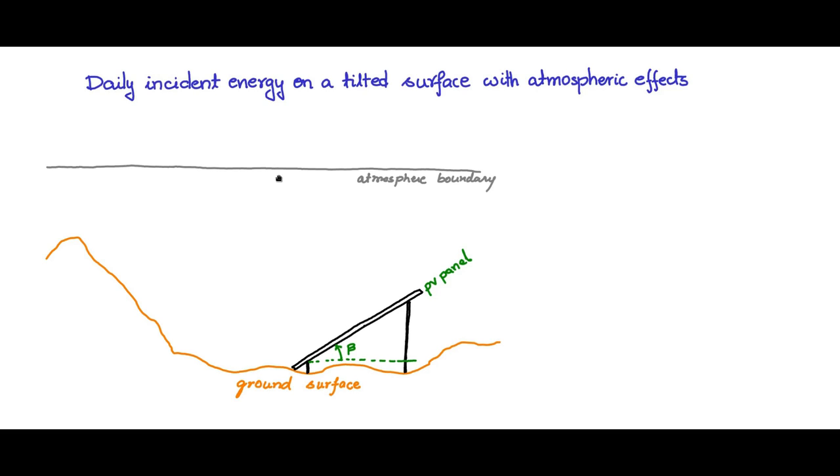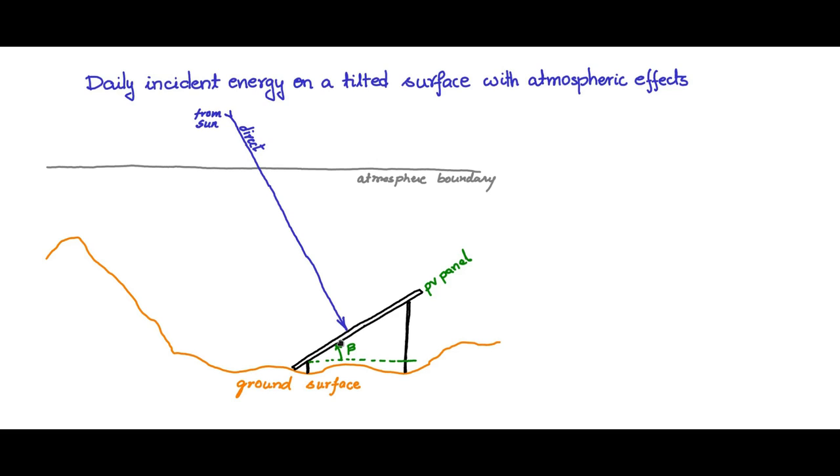Now from the distant sun, we will have an insolation vector falling onto the flat plate collector, and this is called the direct insolation vector, and this is coming directly from the sun. So this is the direct incident radiation falling onto the panel.